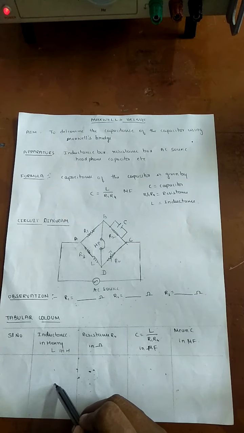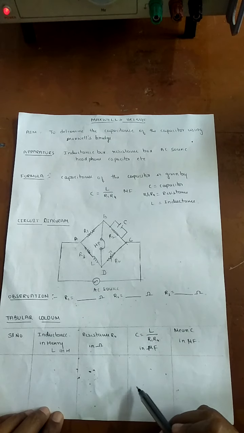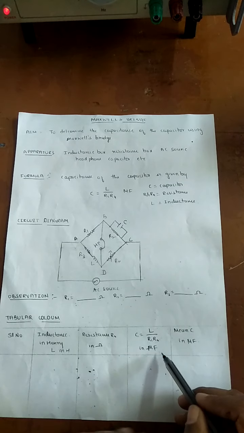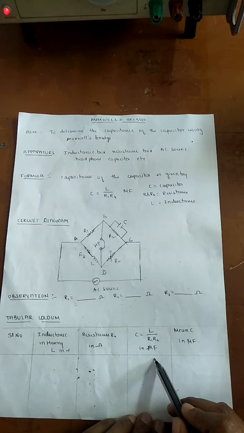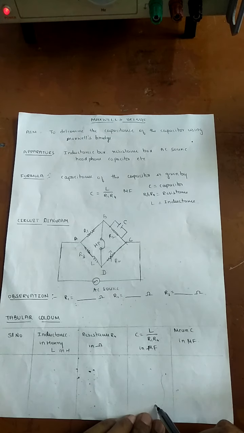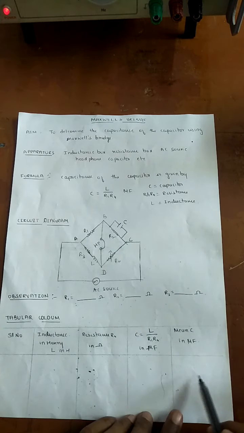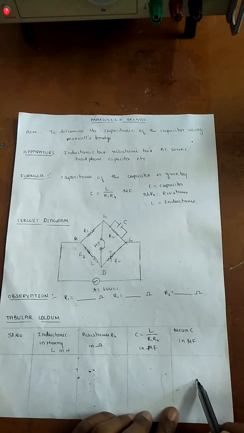This step is repeated for different values of inductance. Then we'll get the R4 value, and we have to substitute it to get the C value. Then we'll get the mean. When we get the several values, we have to take the mean, and then we'll get the final unknown capacitance of the capacitor.